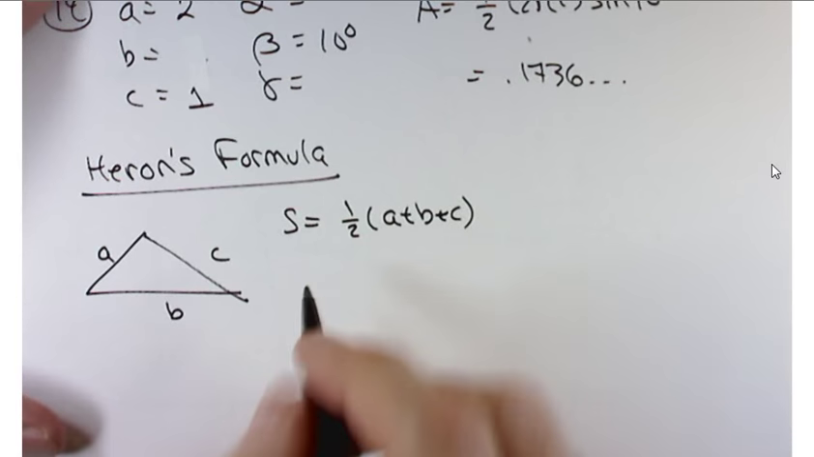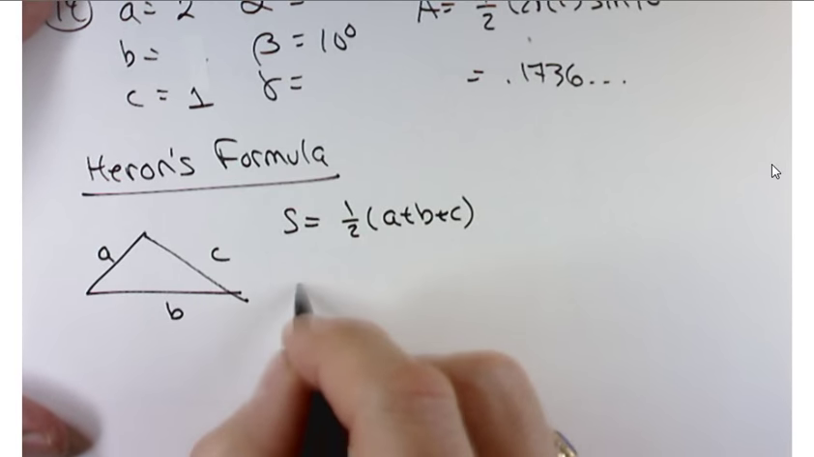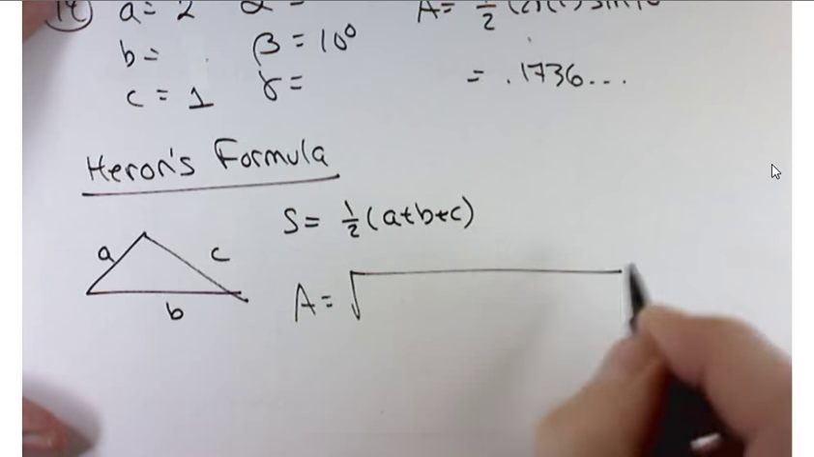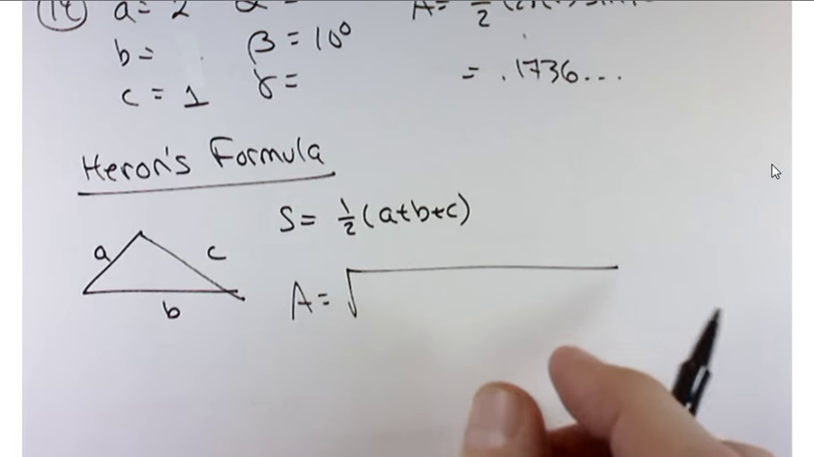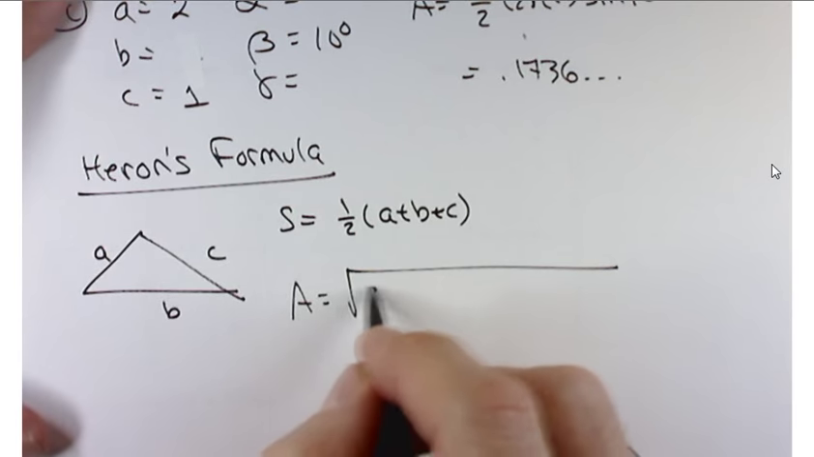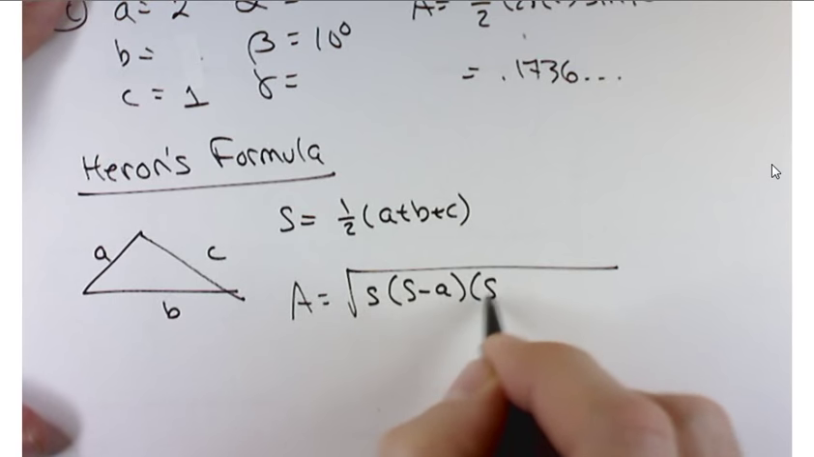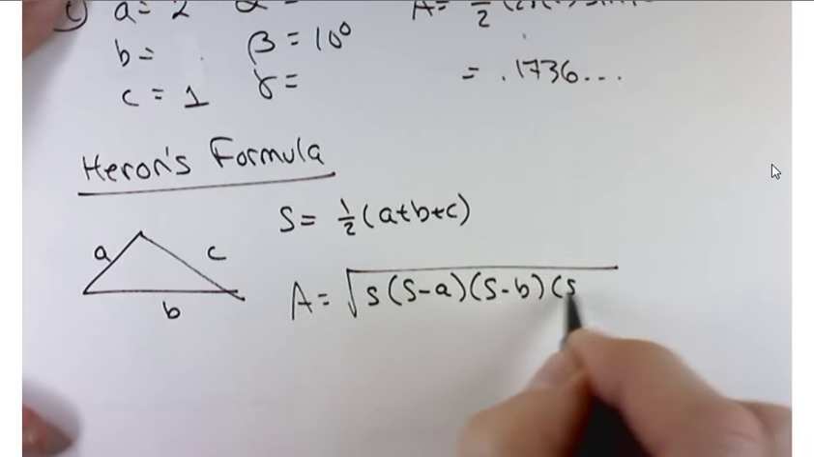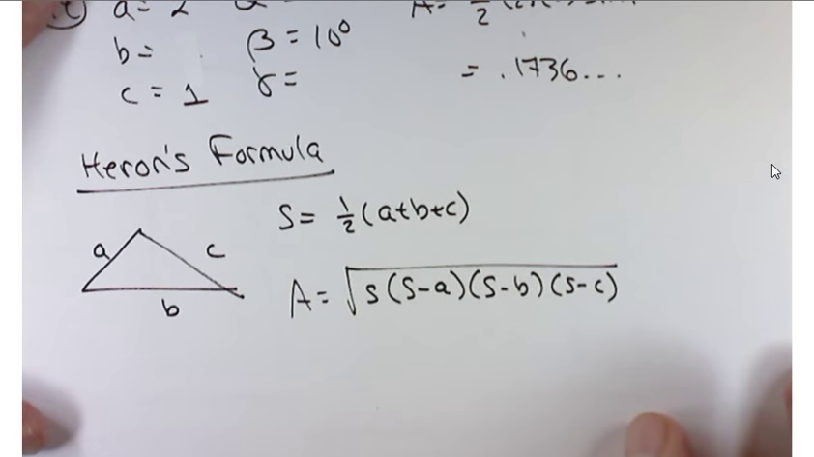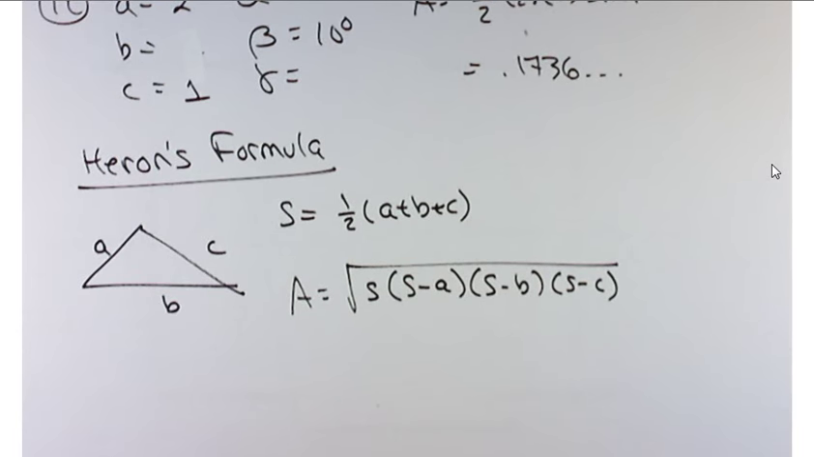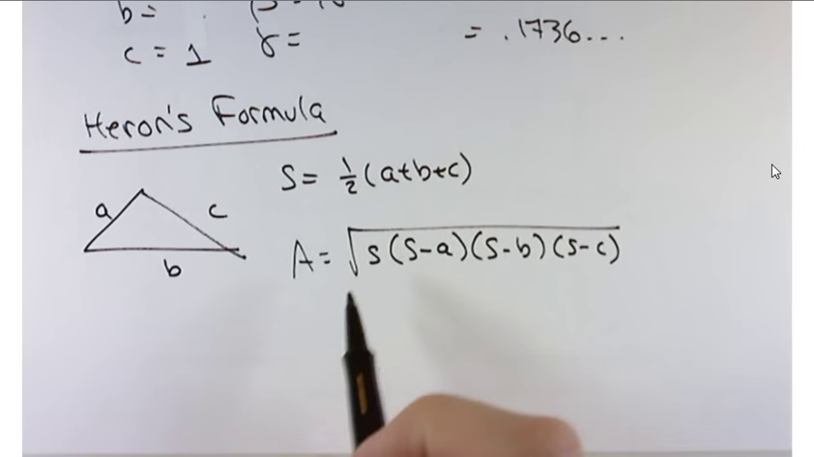So what's Heron's formula then? The area is going to be the square root of S times (S minus A) times (S minus B) times (S minus C). So it's completely devoid of having any sines or cosines in it. It just depends on S.